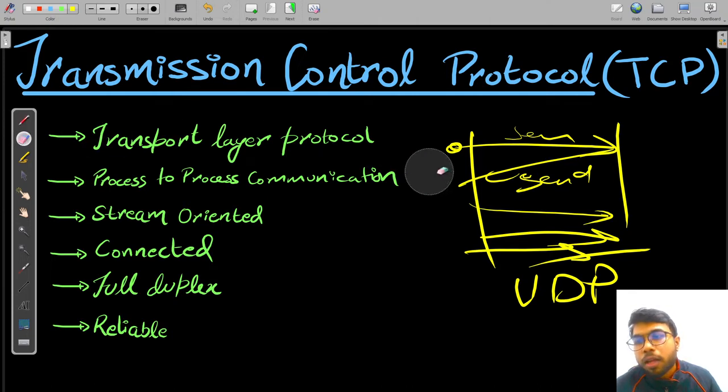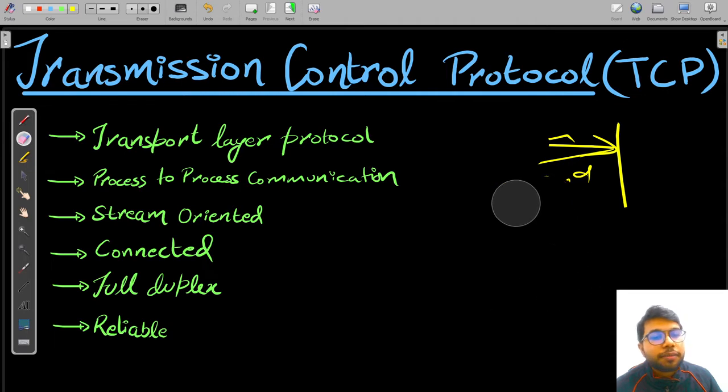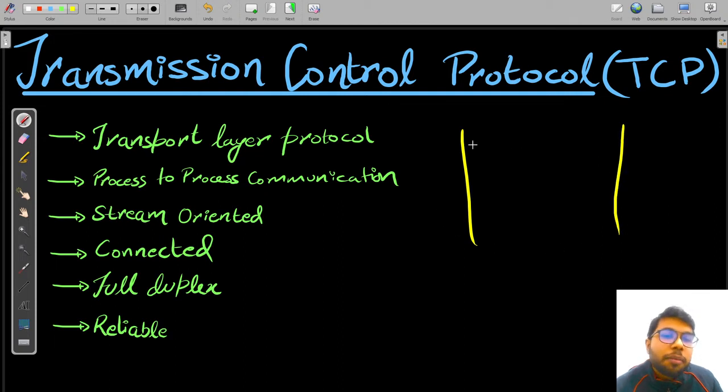There is no acknowledgement, nothing else. That does not happen in TCP. In TCP, it is a connected process. That means we first establish a connection. UDP was the example of your postal services. When somebody sends you something by post, they just send it. They don't care whether you receive it or not. It might reach your home, it might reach somebody else's home. Those are all like UDP.